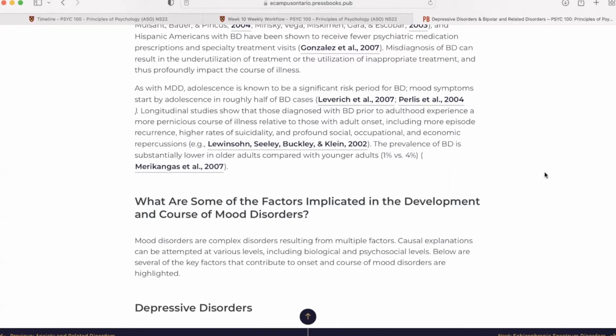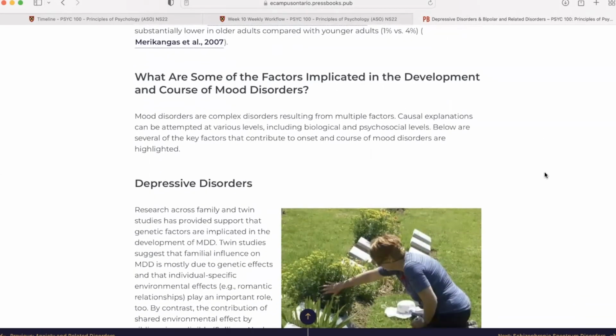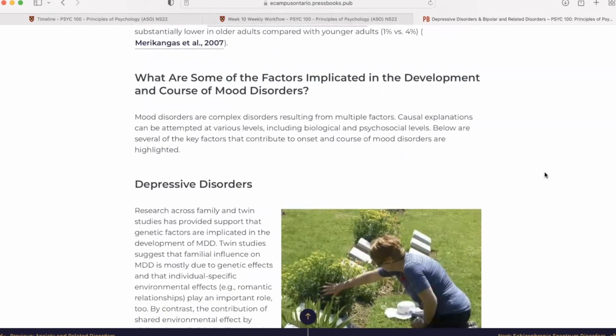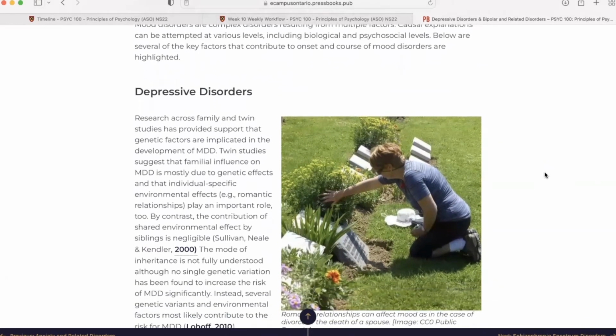What are some of the factors implicated in the development and course of mood disorders? Mood disorders are complex disorders resulting from multiple factors. Causal explanations can be attempted at various levels, including biological and psychosocial levels. Below, several of the key factors that contribute to onset and course of mood disorders are highlighted.